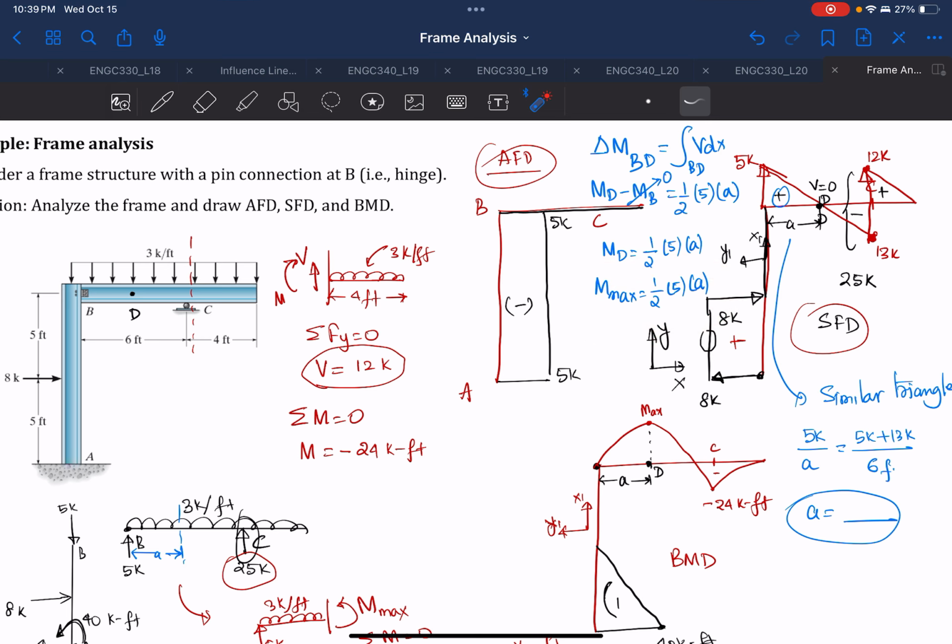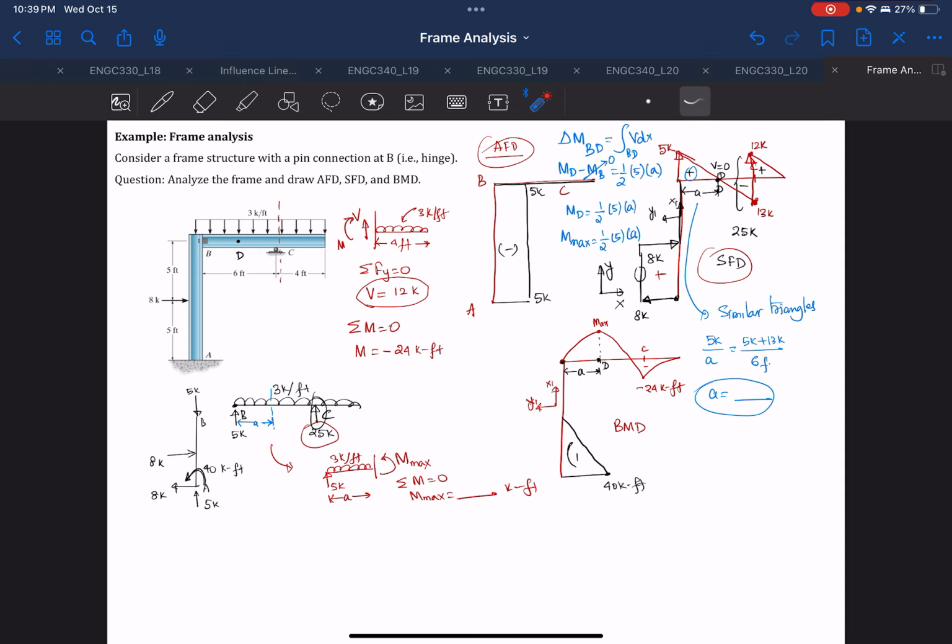So that's how you analyze the frame. You completely analyze the frame. First, you find the reactions, then you determine the corrected direction of the force, and after that, you draw all the required diagrams, which are your axial force diagram, shear force diagram, and bending moment diagram.